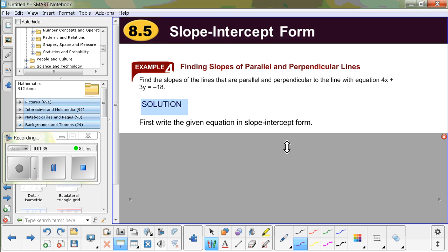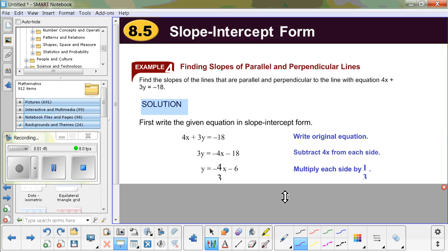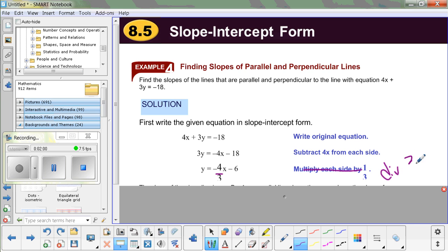Okay, so let's start looking at the solution. First we write it in slope-intercept form. So we are going to write it as y equals negative 4/3 times x minus 6. Again, this is the same as dividing by 3. It's however you want to look at it, but I typically call it dividing by 3 instead of multiplying by 1/3, but it's essentially the same exact thing.